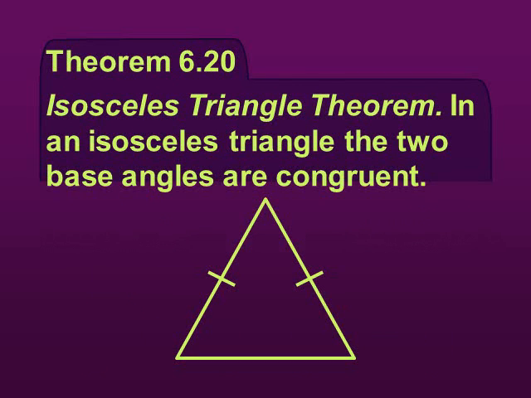Okay, so this one is for a very specific kind of triangle. The Isosceles Triangle Theorem says that in an isosceles triangle, the two base angles are congruent. So if I have two sides that are congruent, I have an isosceles triangle, then that means the opposite angles are also congruent. So let's look at that. This has to do with just angles and sides in one triangle, not two triangles being congruent.